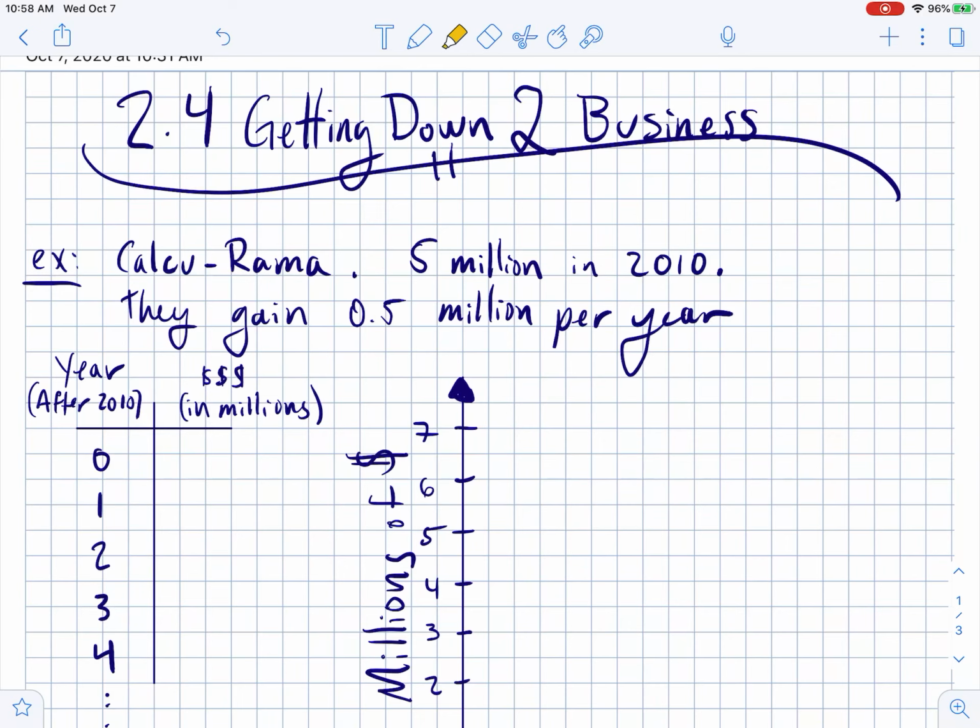Now, this lesson is not necessarily anything new, but it's just kind of combining some skills that we've been working on with like linear and exponential functions, or arithmetic and geometric, if you want to think of it that way. So I'm going to do two examples for you guys about two different businesses. The first business is Calculama. They start with $5 million in 2010, and then they gain $0.5 million per year.